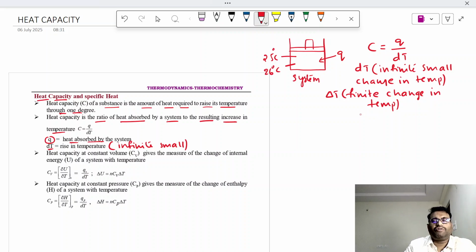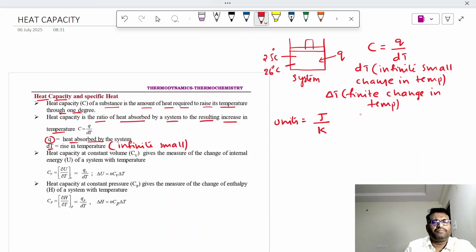Right? So what will be the units? C is equal to Q by dt. In SI unit, see, what is the unit to calculate heat? Joule. So the unit is joule per Kelvin. Change in temperature is measured in kelvins.